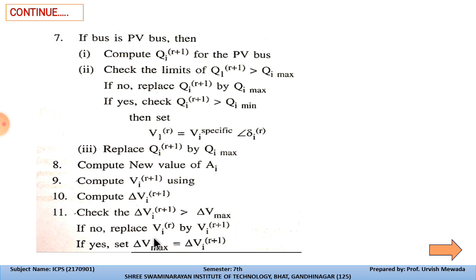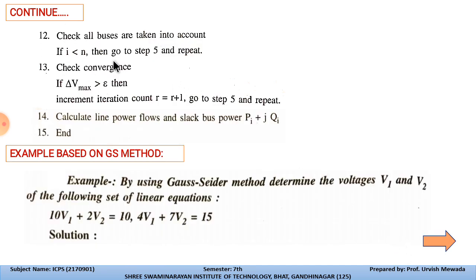And if it is not satisfied, then replace Vi(r) by Vi(r+1), which means solve the next consequent iteration, and if yes, then delta V maximum is equal to delta Vi(r+1). After that, this is step number 12 of the algorithm. Check that all the buses are taken into account, and if i is less than n, then go to step number 5 and repeat it. If this condition is not satisfied, then again repeat the iteration until you get a satisfactory answer.